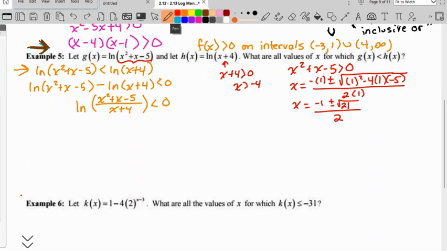Okay, and so we know that our key values there, if we go ahead and break that down, so approximating square roots of 21, perfect squares, we've got 4 squared is 16 and 5 squared is 25, so it's going to be between 4 and 5. So x equals negative 1 plus the square root of 21 over 2.